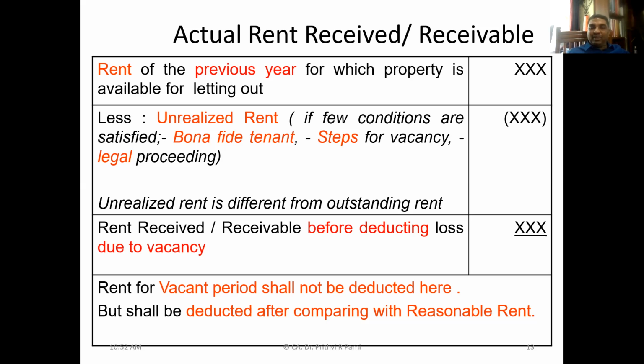But it will be deducted when we are comparing it with reasonable rent. We'll be seeing later on, when this actual rent will be compared with reasonable rent, at that time the vacancy period will be considered. But here we'll be considering the rent received or receivable before deducting the loss due to vacancy. Is it clear to you? This point is important for us. This is rent received or receivable before deductions for vacancy.